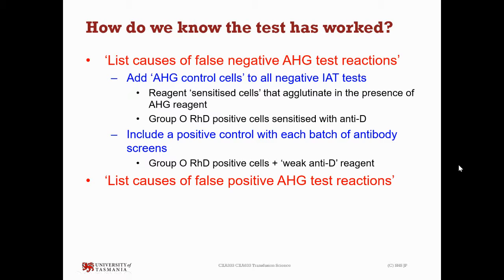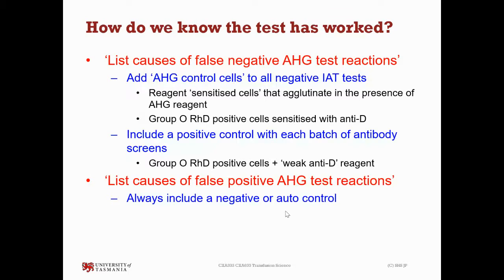List causes of false negative, false positives. When we are using our panel, we actually use an auto control. When we are doing a screen, we include a positive control. We include a positive control in our screen because the majority of screens that we do will be negative, so we need to be assured that if there's a positive reaction there, we will detect it.